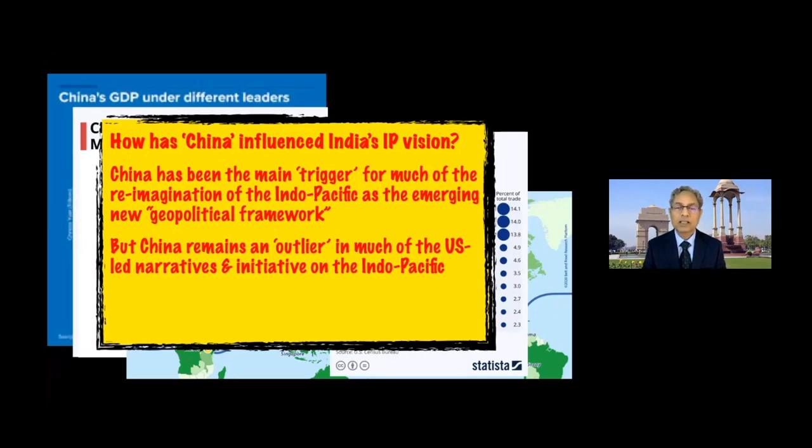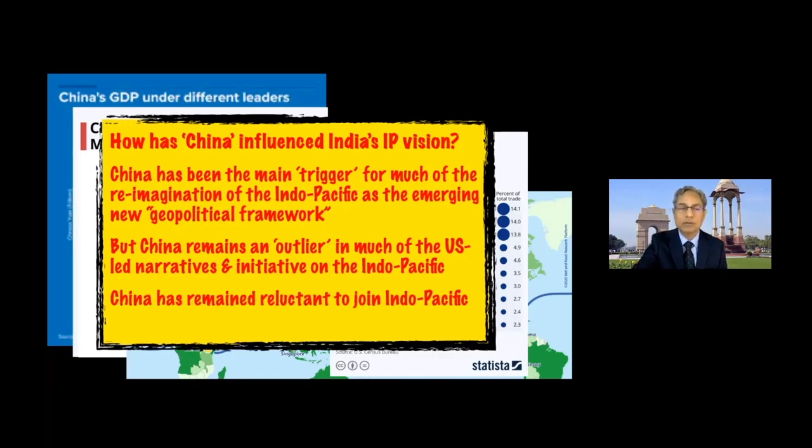So here, in that debate and in that relationship and those new initiatives, China has remained almost an outlier. China is not central. China is not part and parcel of those debates. Even if China is the reason why that new reimagination is happening, China is not seen as part of those debates and those initiatives. And it is not a fault of the United States and its friends and allies. China has also remained reluctant to participate in Indo-Pacific debates.